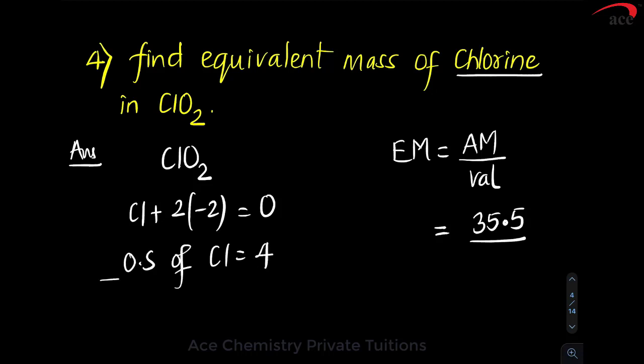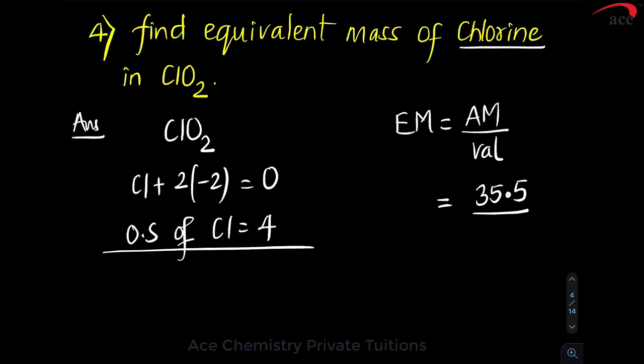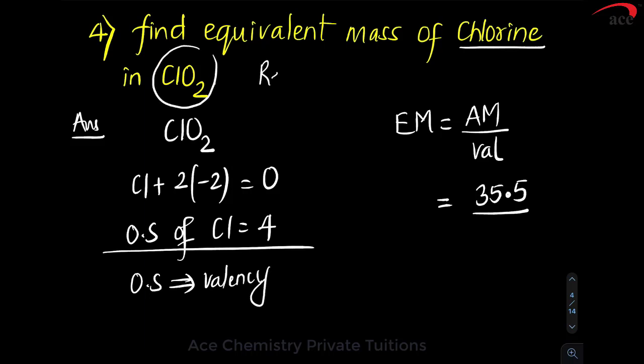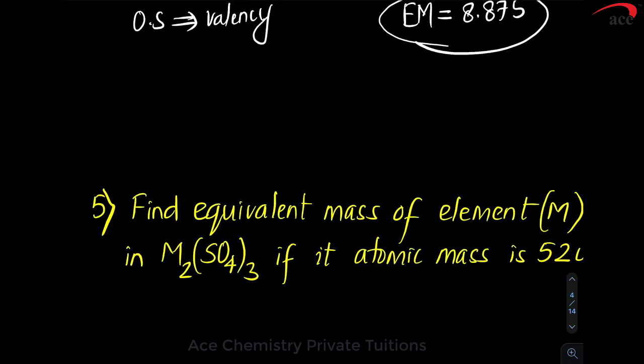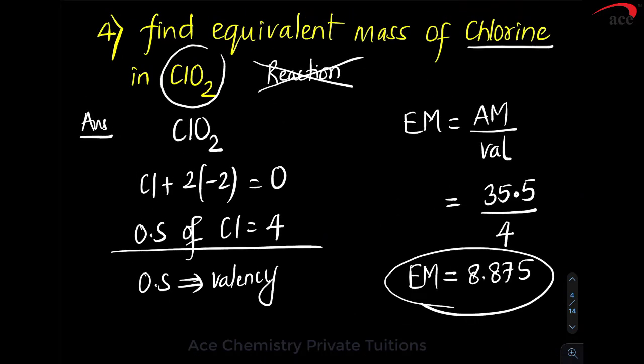Oxygen is -2, equal to 0, so chlorine is +4. So the oxidation state of chlorine is 4. For all practical purposes, oxidation state is nothing but valency. In this case, they have not given any reaction. No reaction is given, so based on the compound, we take valency. So 35.5 divided by 4 will give you the equivalent mass, 8.875. This is how you will calculate equivalent mass.